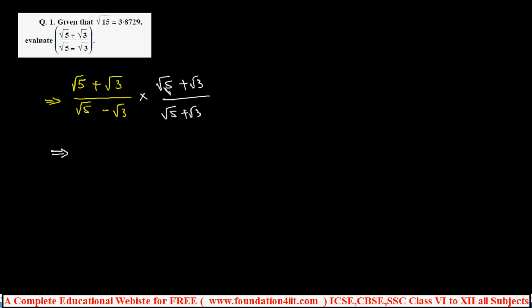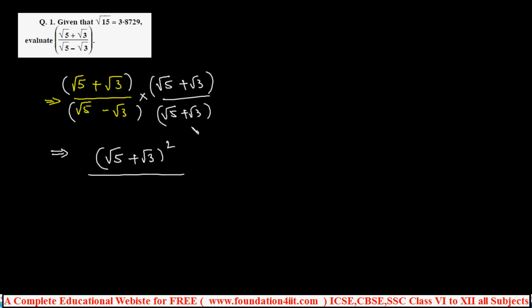Now root 5 plus root 3 into root 5 plus root 3. Both are multiplied, so root 5 plus root 3 into root 5 plus root 3 is the whole square of root 5 plus root 3. This is divided by root 5 minus root 3 into root 5 plus root 3, which is the a minus b into a plus b formula. We know that a minus b into a plus b is a square minus b square, so we can write root 5 square minus root 3 square.